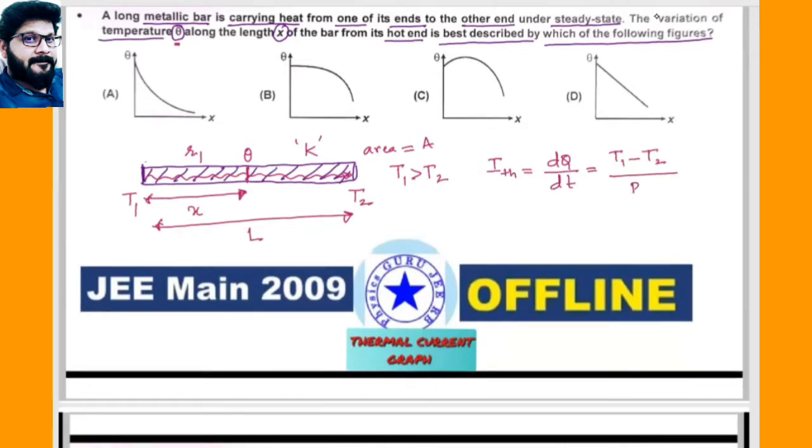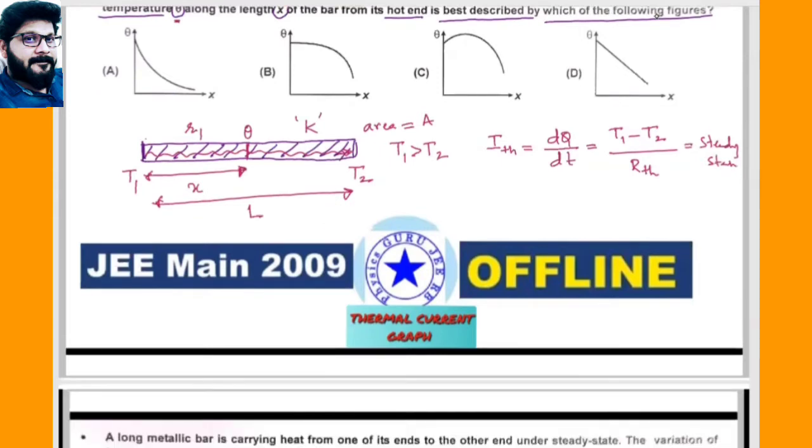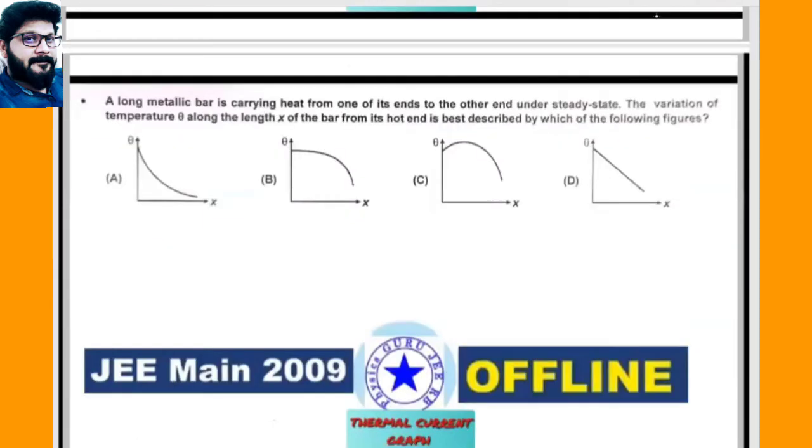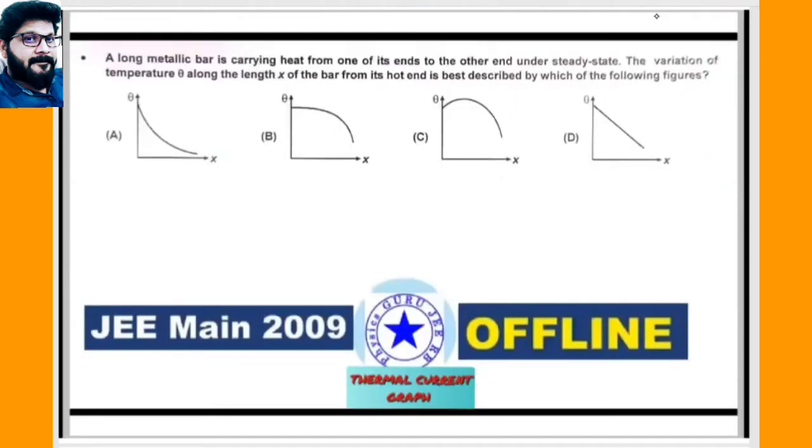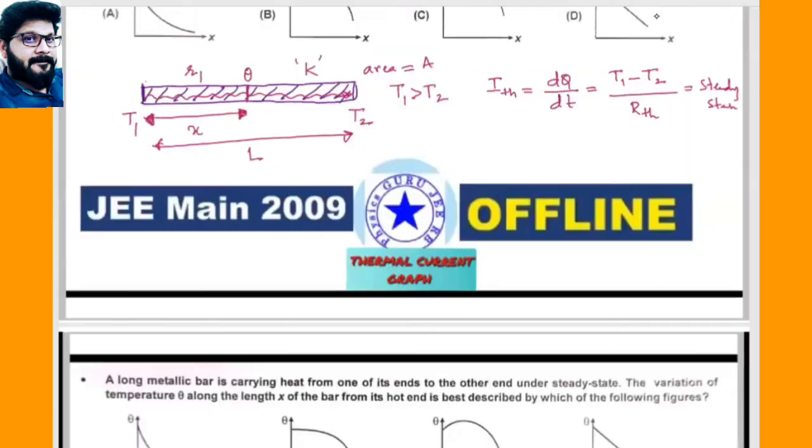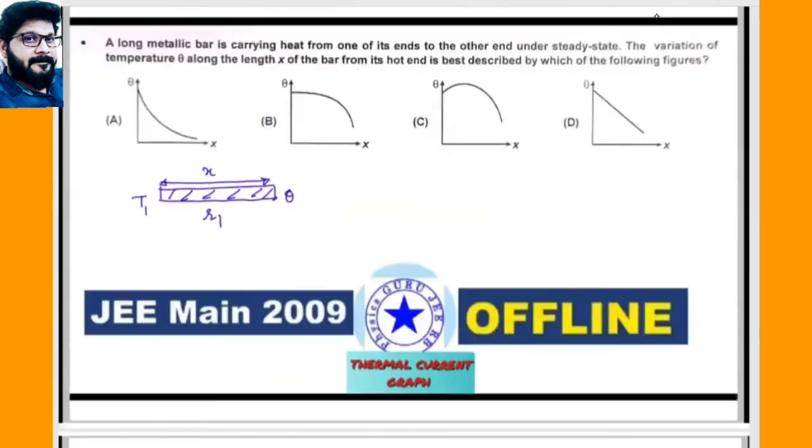This is the thermal resistance in case of steady state. Now I'm going to write the thermal current for the part of length x, from T1 till this part. So this length is given as x, and the thermal resistance is R1. This part, from T1 to theta, I'm taking out and placing here with T1, theta, R1 and x.